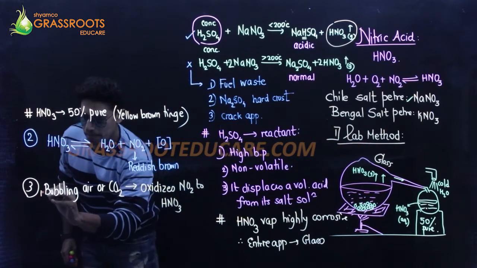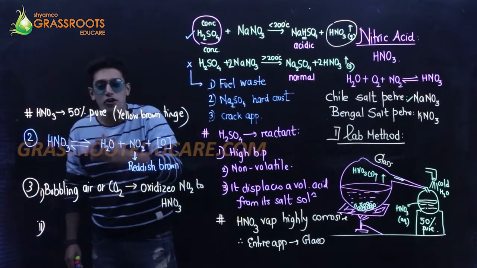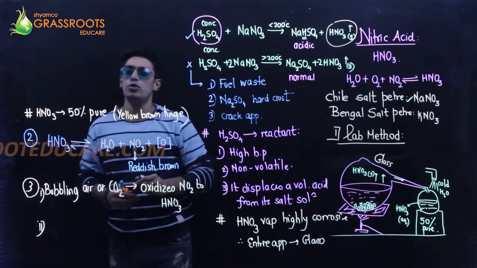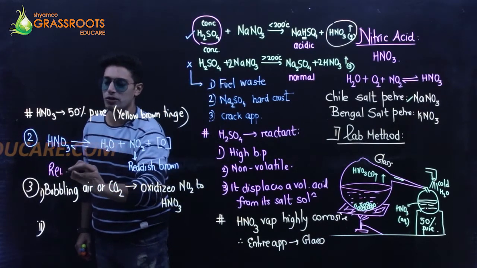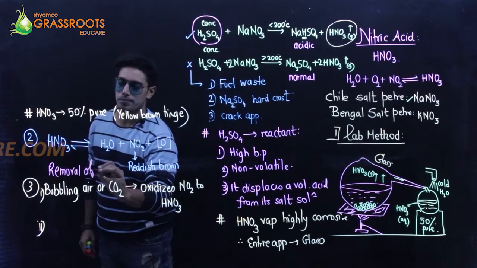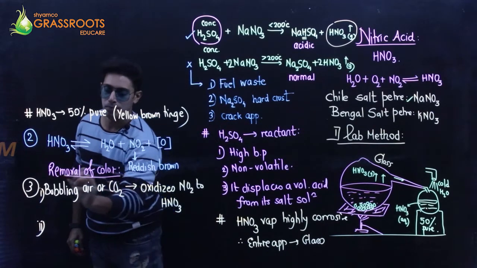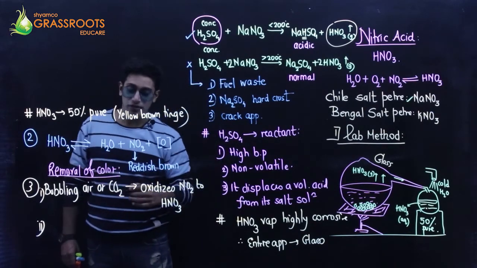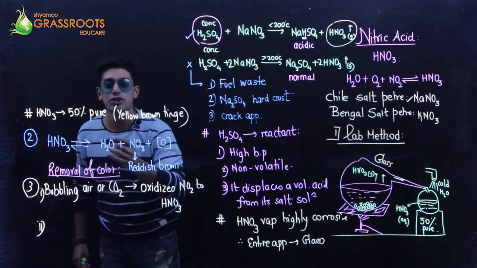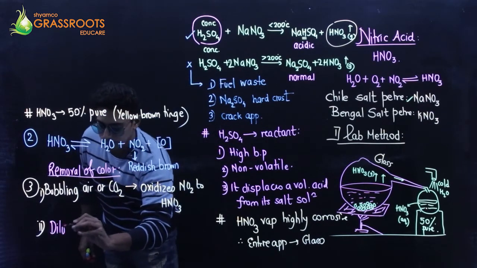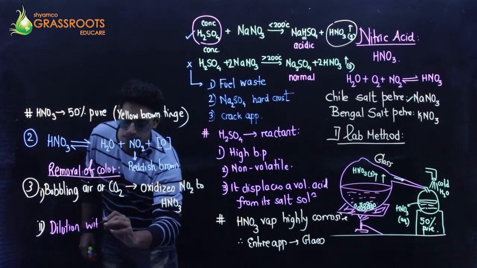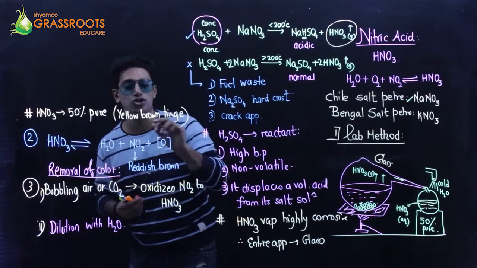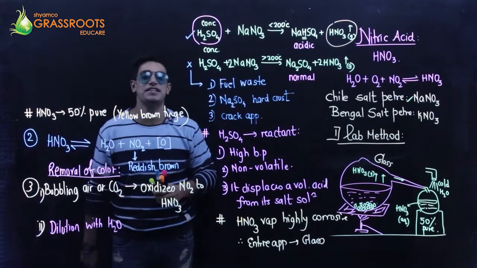And the second way of removing this yellow tinge, what are we trying to do? We're trying to remove that yellow tinge. Okay, this is the removal of yellow tinge. And the second method of removing is bubbling air or carbon dioxide, passing water, dilution with water. So these are the two techniques in which the yellow-brown tinge of nitric acid can be removed.